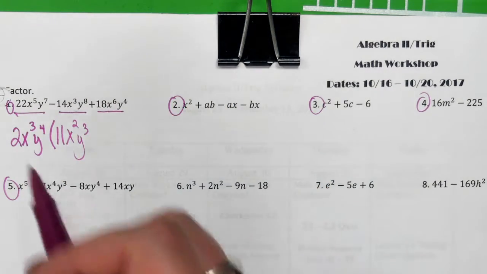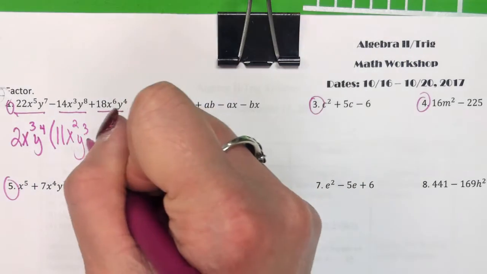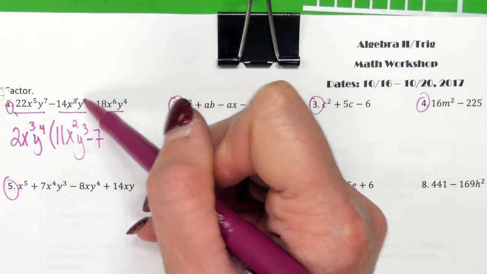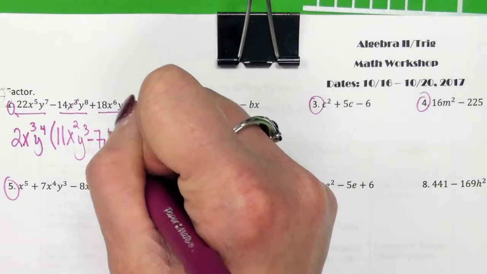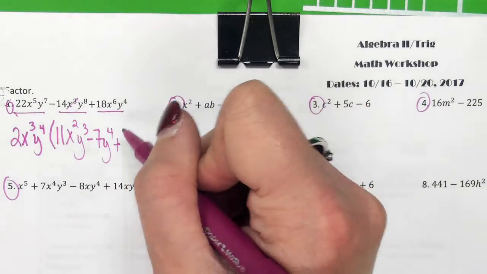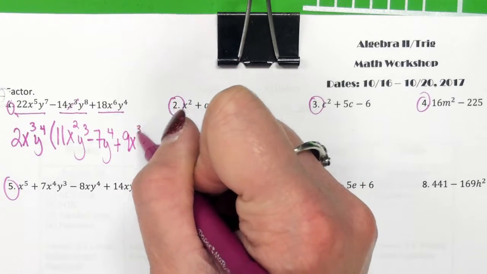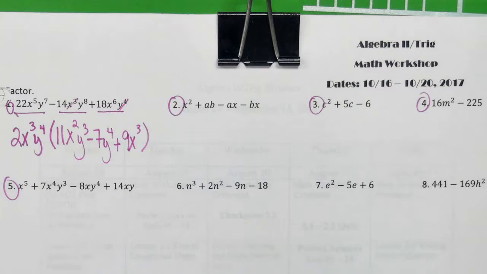What about when you divide negative 14 by 2? Negative 7. There you go. You took out the x to the 3. Took out 4 of those. How many got left? 4. What about 18 divided by 2? 9. You took out 3 of your x's. How many do you have left? 3. And you took out all your y's. There you go. We're going to come back to number 2 in just a minute, okay?